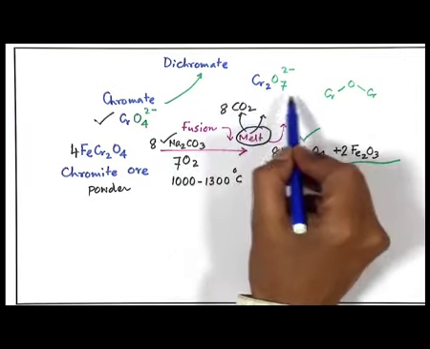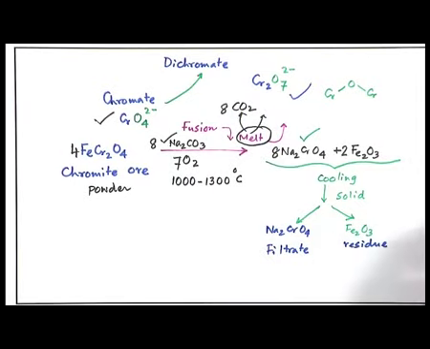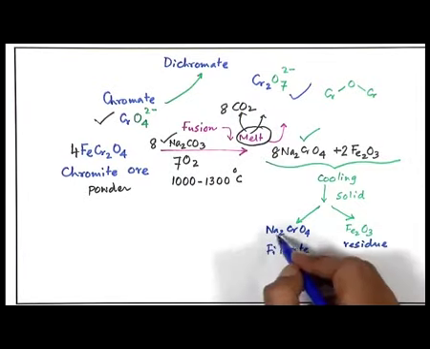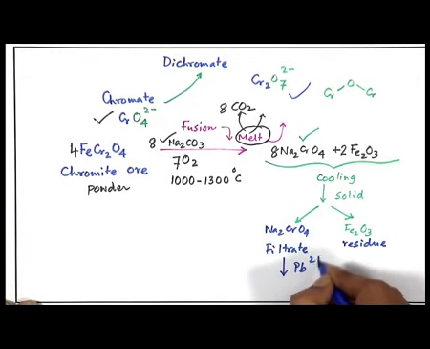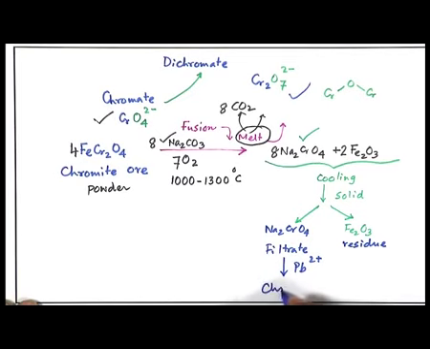Now, how to get this one, because ultimately we can also make this. Once we make sodium chromate, as I just told you, you add Pb2 plus to get chrome yellow, the lead chromate. The chrome yellow is formed, which can be used for painting.